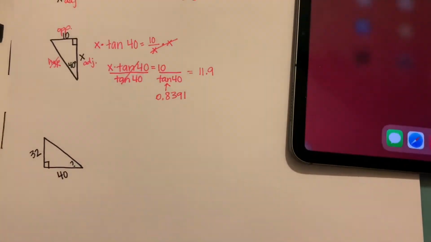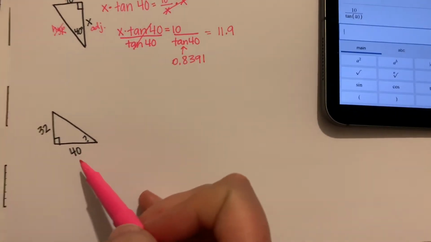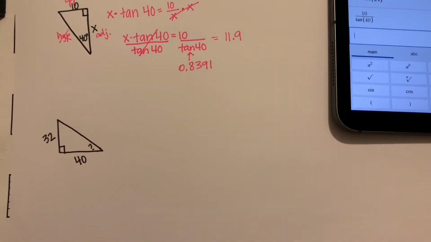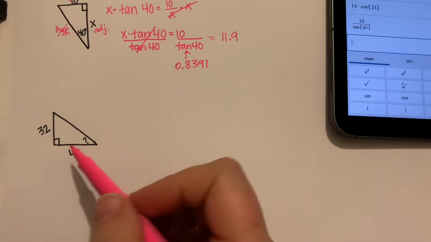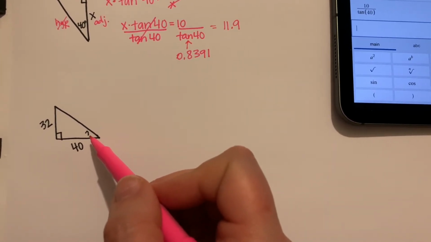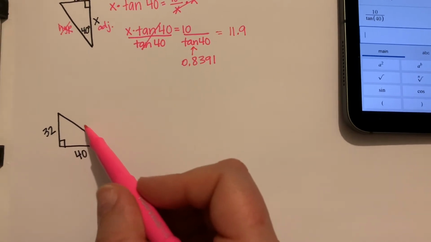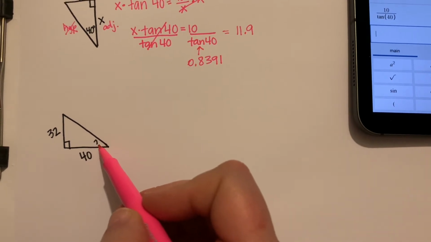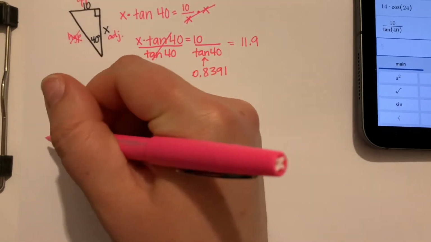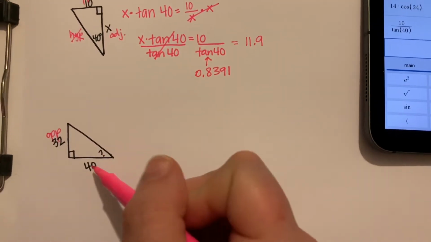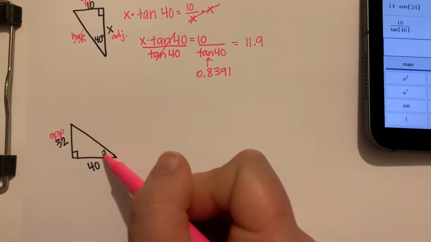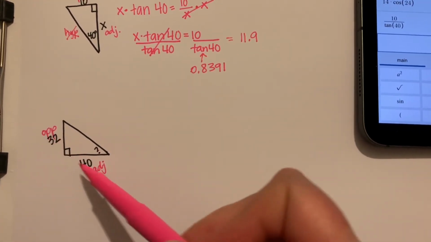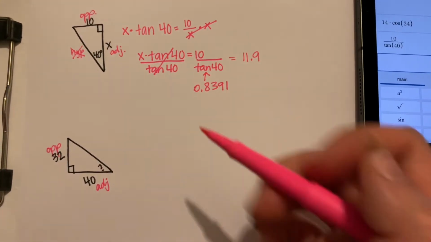Last but certainly not least is the question mark here. I am trying to figure out what this angle is. I'm going to base everything off of this angle because that's the one I'm trying to find. I don't have the hypotenuse. That's the side across from the right angle. I'm not doing anything with that right now. If this is the angle that I'm trying to find, and this is across from it, that's the opposite. This is right next to it, so that's adjacent. Because I have opposite and adjacent, just like I did up here, I know that I'm using tangent.